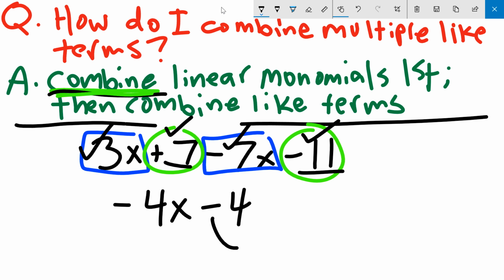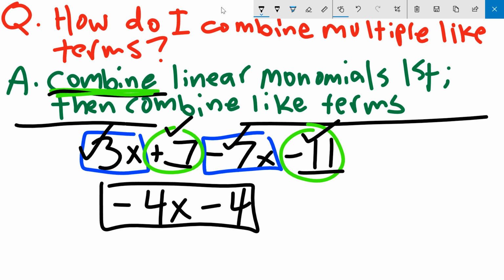This negative, right, we're going to put negative in quotes, is no longer a negative. Once we finish with our shortcut, it becomes a subtraction symbol again. So our final answer is negative 4x minus 4.